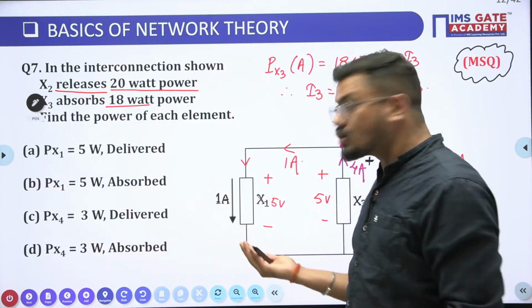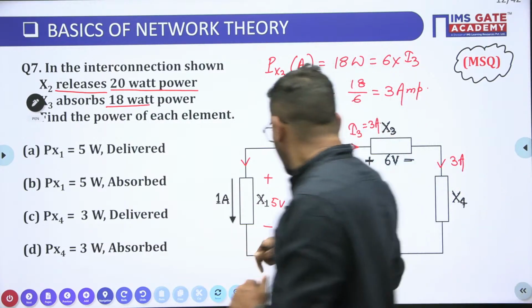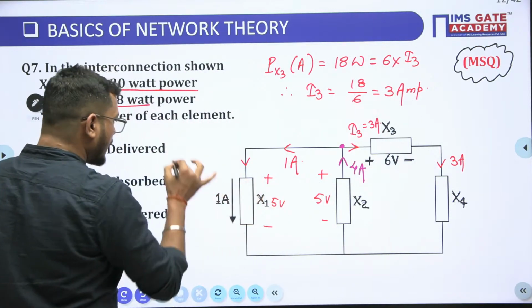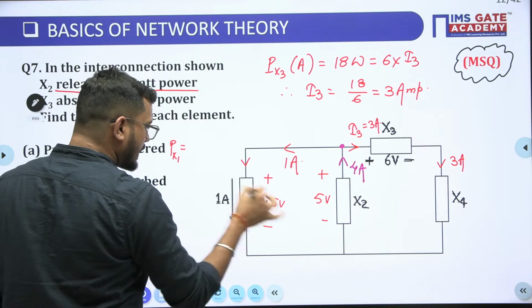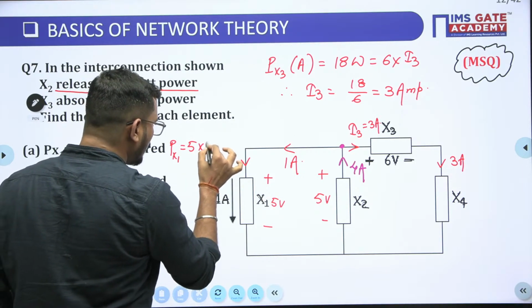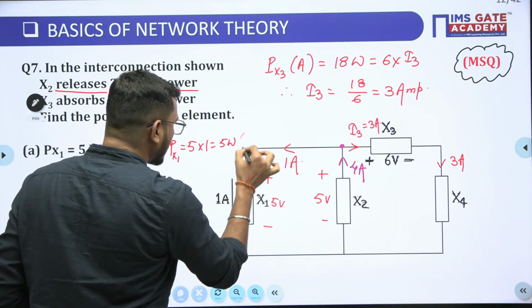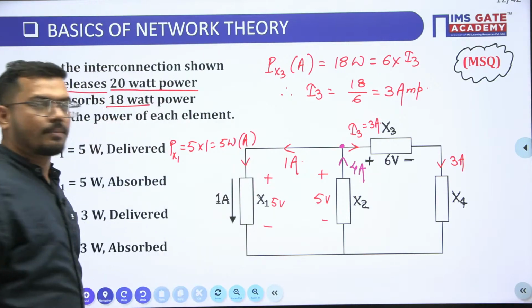Power absorb हो रहा है ना जी? Is it clear? So what we can write here? We can write power X1 is equal to what, guys? So this is 5 into 1. So this is 5 watt and the type of the power is absorbing power.